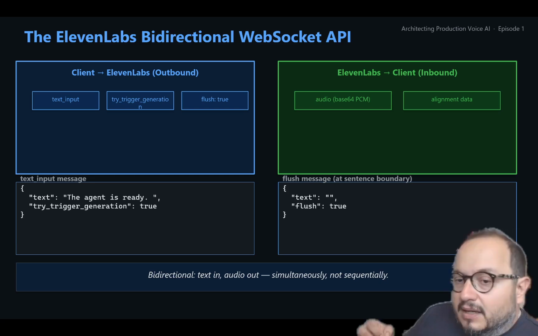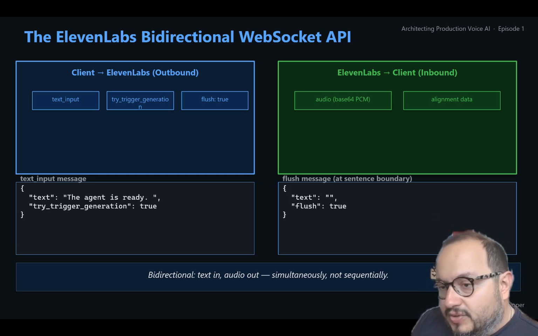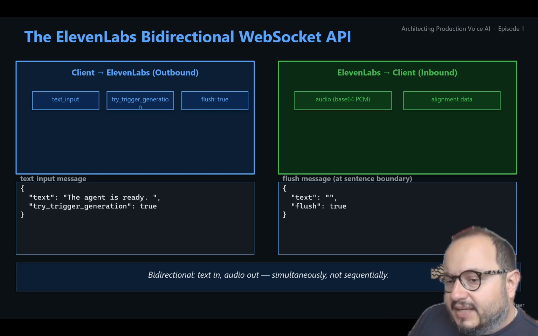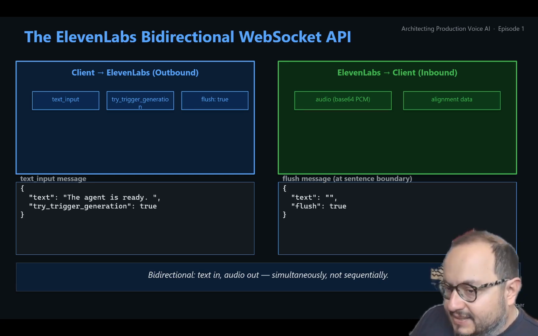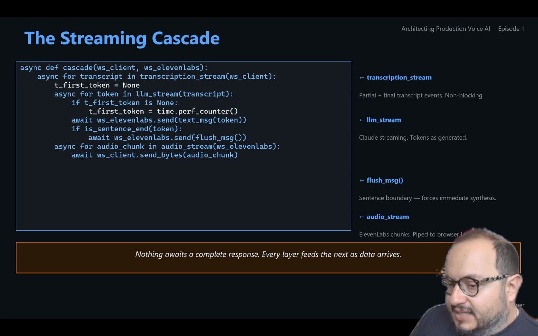On the receive side, the message contains base 64 encoded audio chunks at 22 kHz in PCM format, ready to stream to the browser. Now let us build the streaming cascade, the code that ties STT, LLM and TTS together. The core of the system is what I am calling the streaming cascade. It's an async pipeline with 3 stages.